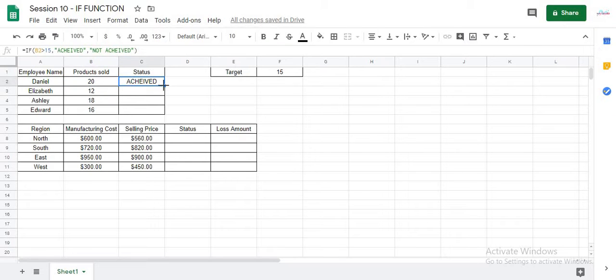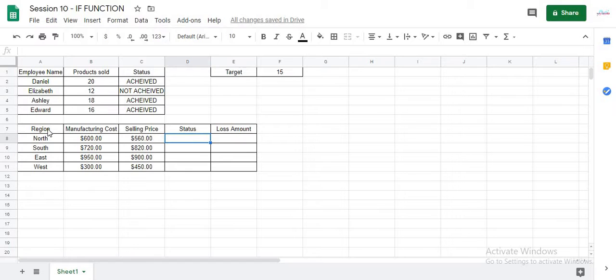I'm going to double click on the cell, which will help copy the formula. So in this table, I have only one employee who has not achieved the target because the number of products sold by her were 12, whereas the target was 15. Now let us try and see another example.